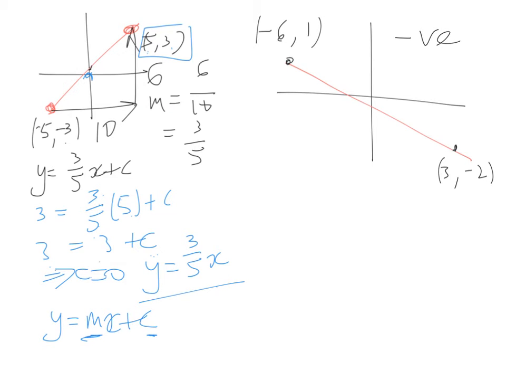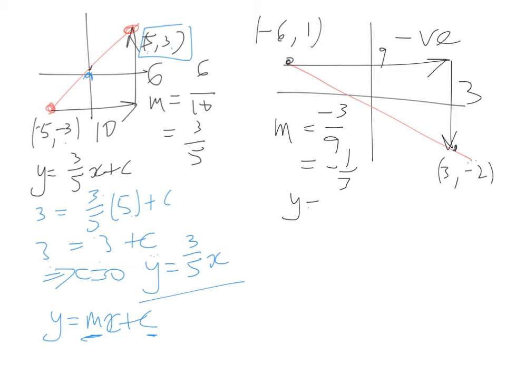So we're going to go from -6 to 3. How many units are we going across? Well, we are going across 9 units. Now, to go from 1 down to -2, we're going down 3 units. So our gradient m equals -3 over 9, which then simplifies to -1 over 3. So now we've got y equals -1 over 3x plus c.